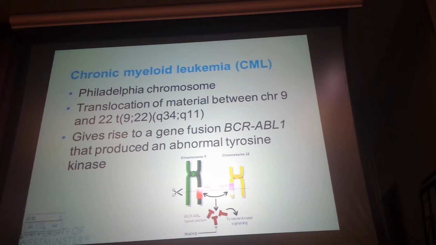So an example of translocation is the Philadelphia chromosome, and this is a translocation that has been found in chronic myeloid leukemia.